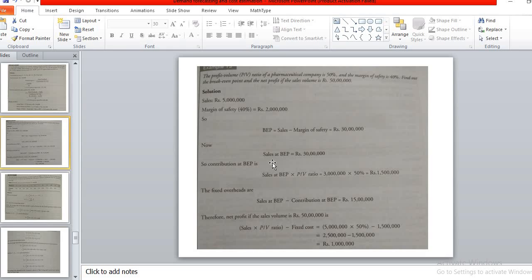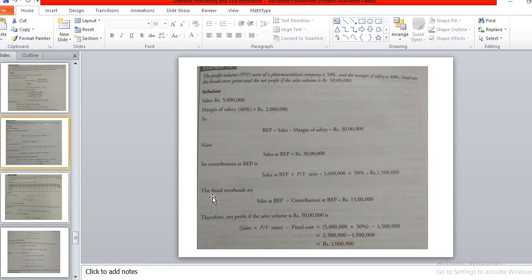This is the break-even point. So sales at BEP is 30 lakh. Now the contribution at this break-even point we can calculate as sales at break-even point into profit to volume ratio. So 30 lakh into 50% gives you 15 lakh in terms of rupees.